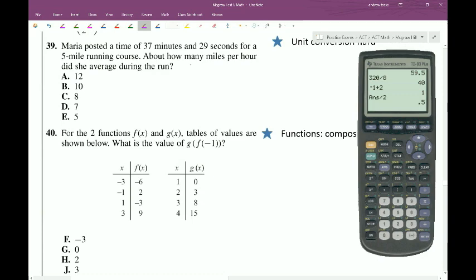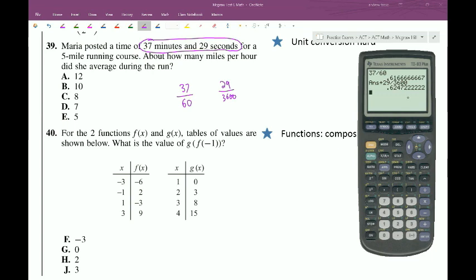Maria posted a time of this. How many miles per hour did she run? So we need to convert this into hours, right? So if you think about it, it's 37 minutes out of 60, because there are 60 minutes in 1 hour. So 37 divided by 60, that would be this fraction, or decimal. Now if you did 29 out of, it would require 3600 seconds to be 1 hour. So it's plus 29 out of 3600. So you get this as your decimal of what fraction of an hour that you completed.